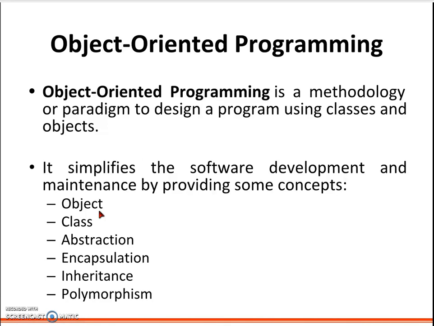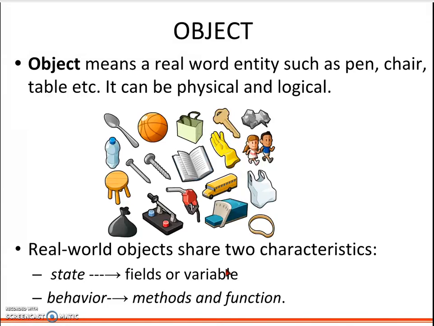Any programming language which is based on the object-oriented concept should cover these important concepts: objects, classes, abstraction, encapsulation, inheritance, and polymorphism. These are the basic concepts covered by all object-oriented programming languages. We'll see them one by one. So the first one is the object.